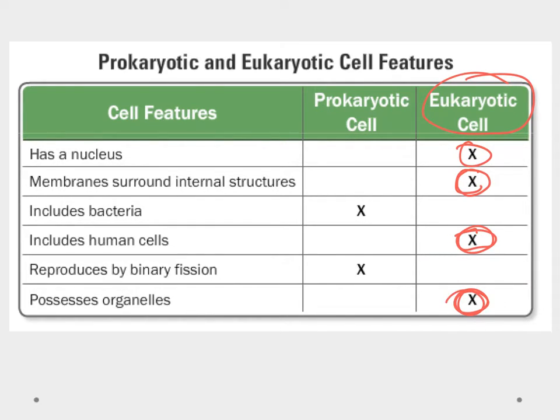Now, in contrast, we learned about the prokaryotic cells. The prokaryotic cells are the bacteria. Notice they don't have a nucleus, they don't have internal membranes, they don't have organelles, but they do reproduce by binary fission, which means they just simply make a copy of themselves. So that's the difference between the two. Prokaryotic only has one membrane. The eukaryotic cells can have many membranes.